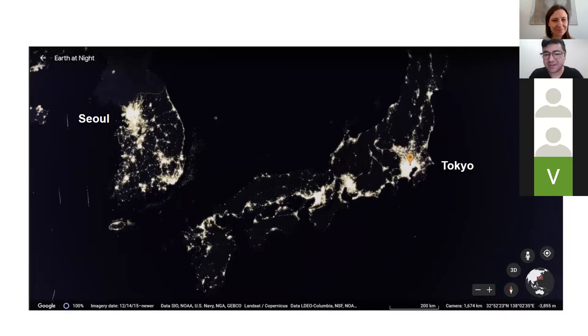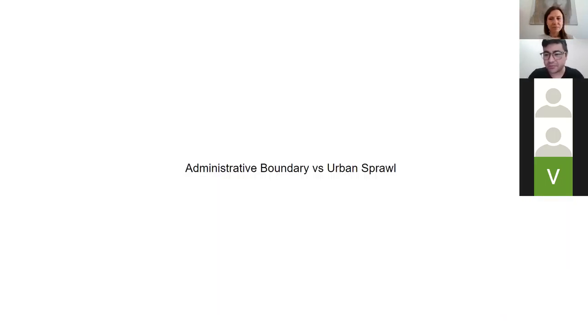So talking about sustainable cities, it's a difficult scenario when this is the reality that we're dealing with, right? So that brings a point, like, what are we talking about? Is there an administrative boundary that we should be focusing on versus urban sprawl? Like, how do we control urban sprawl, or how do we deal with these conditions in order to really start forming smart communities and smart cities?